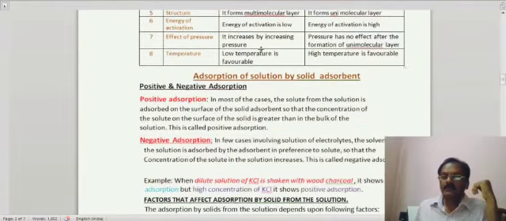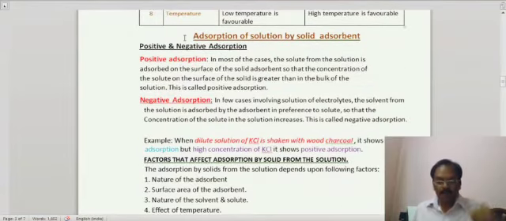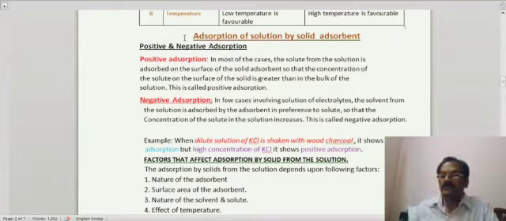Now let us move on to the next concept. We have different types of adsorption: adsorption of a solution by a solid adsorbent, and adsorption of gases by a solid. Among those, we shall concentrate on adsorption from a solution by a solid adsorbent. That means we prepare a solution, and into the solution you add an adsorbent. You can see that either a solute molecule or a solvent molecule can adsorb on the surface of the adsorbent.